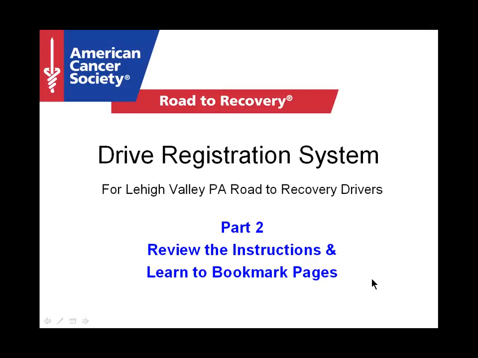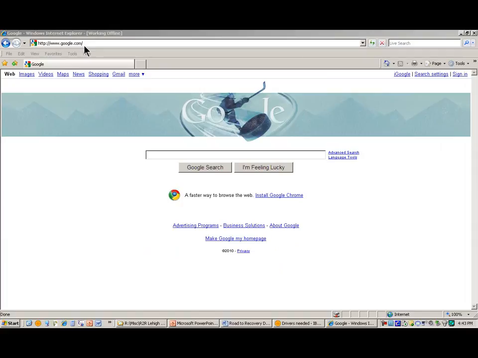Welcome to the second demo in a series of demos that we've put together to show you how the Road to Recovery drive registration system works. The system is used by our volunteer drivers in Lehigh Valley, Pennsylvania. This demo is going to go over the hard copy instructions that show you how to use the system. It's also going to show you how to bookmark a couple of the web pages that are used in this system.